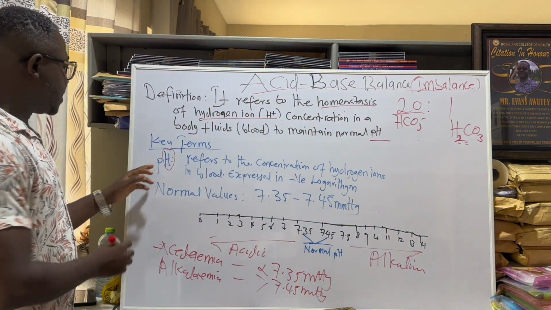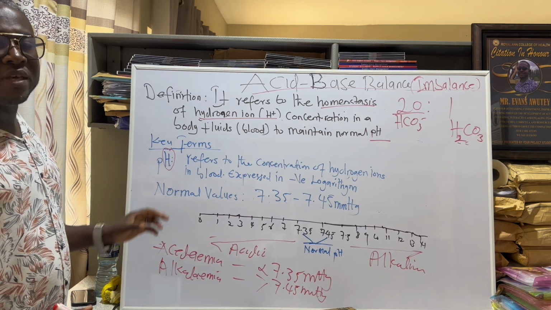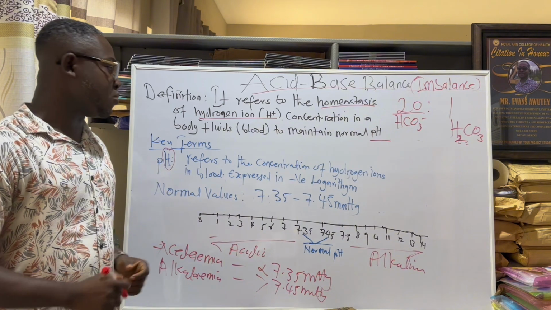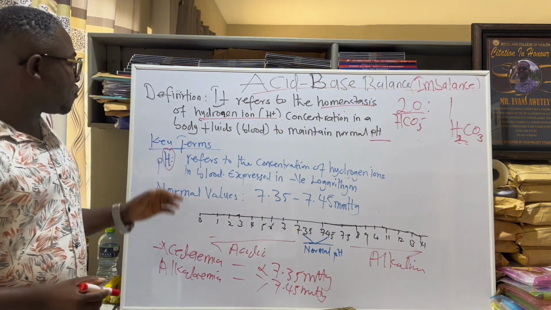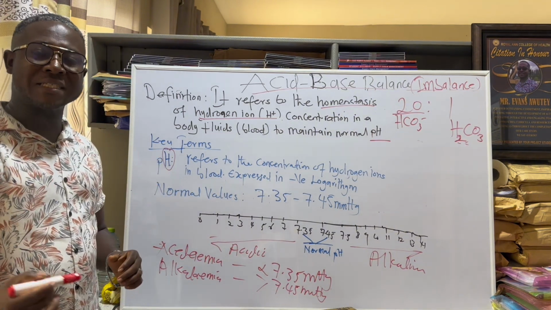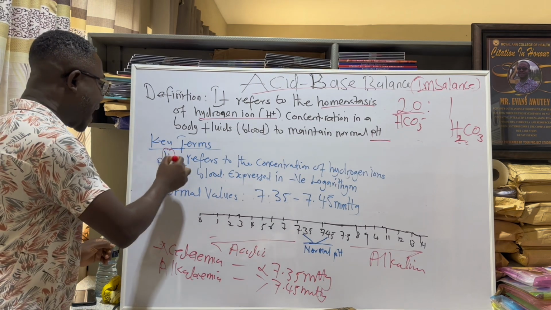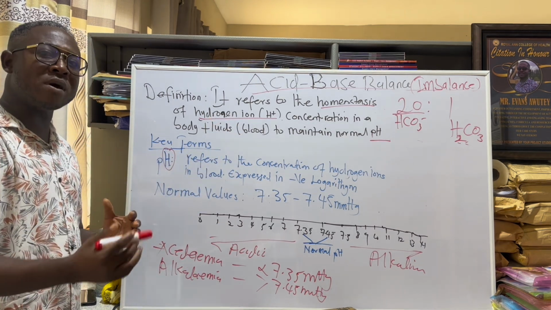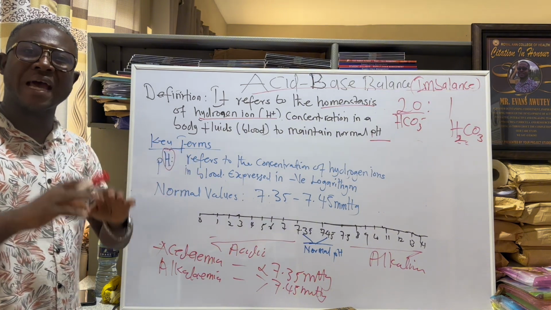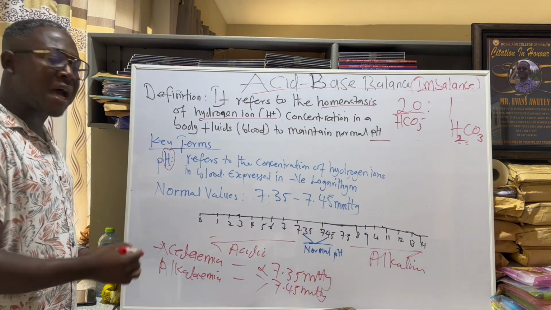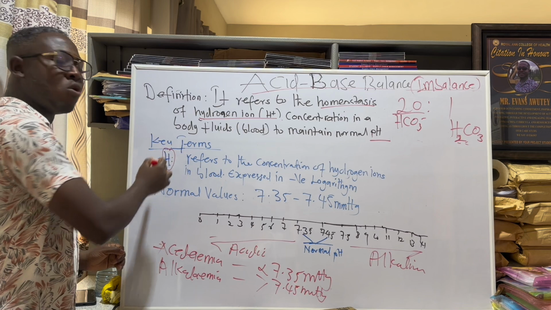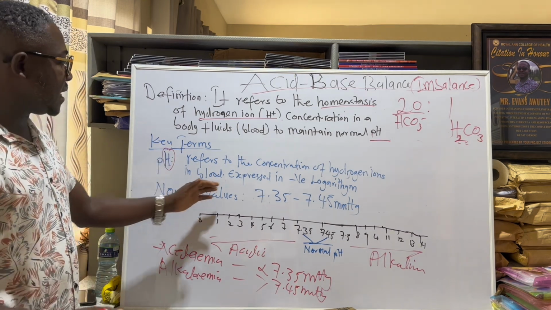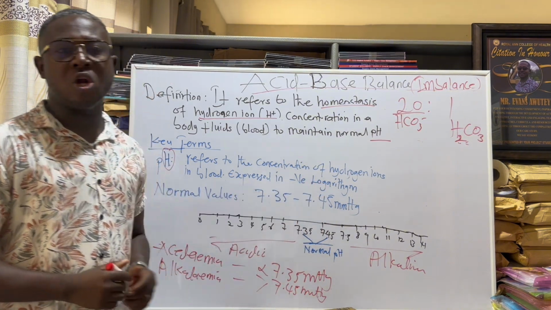Now, pH is a scale that helps to measure the concentration of hydrogen ions in the blood. So when we talk about pH, we are looking at the quantity of hydrogen ions in the blood. When you take a patient's blood sample, to know whether it is acidic or alkaline, we need to measure the concentration of hydrogen ions in that particular blood. And it is expressed in a negative logarithm.